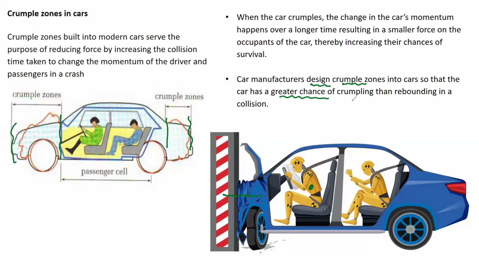Boom, like that. So crumpling increases time of contact and decreases force of impact. With a rebound, why again? You're going to have a lot of force of impact because the time of contact is decreased. Crumple zones. Let me show you the next thing, the last one there.